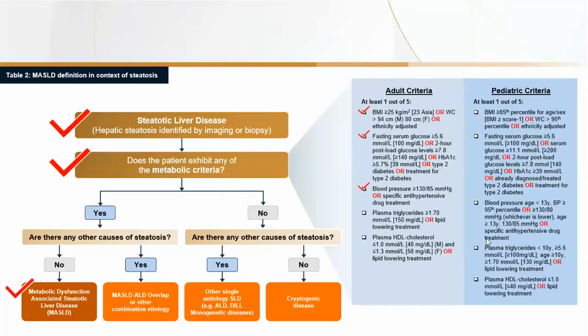So for JP, he meets metabolic criteria. He has an elevated BMI. He has prediabetes and high blood pressure. So he meets 3 out of the 5 criteria. So for him, we would go down to the left, the yes. And are there any other causes of steatosis? He does not drink alcohol. We're assuming that his other workup was negative. So we're going to go all the way to the left and say no, and that he meets criteria for MASLD.